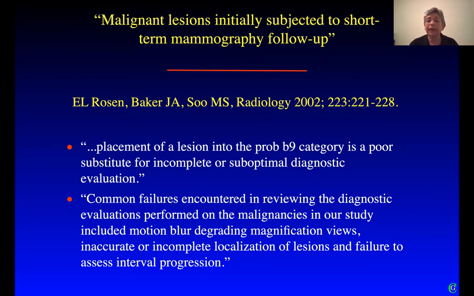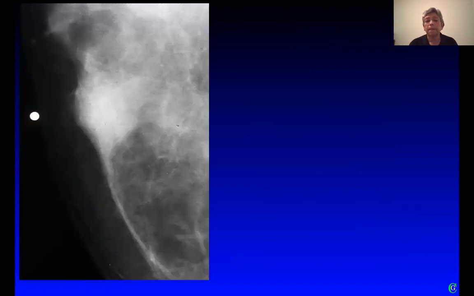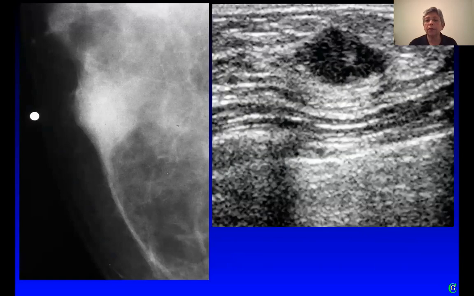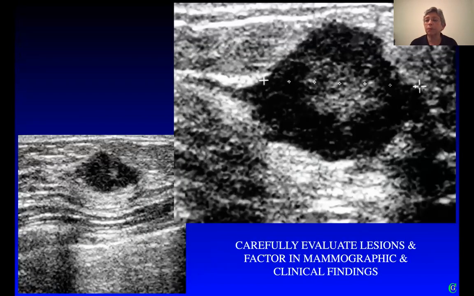And they state that common failures encountered in reviewing the diagnostic evaluations performed on the malignancies in our studies were degraded by image blur on the magnification views, inaccurate or incomplete localization of the lesion, and failure to assess interval progression. So for example, this patient here, this lesion here, is this really a probably benign finding? First of all, it's palpable. That's why the metallic BB is there. Are the margins circumscribed? Absolutely not. If you look at the ultrasound, this is not a probably benign lesion on ultrasound. Notice the margins. Notice the little spicules on the margins of this. And yet this was classified as a probably benign lesion. And 6 months later, this is what the patient's ultrasound looked like. So you have to be meticulous in your characterization of the lesion. Make sure that you fully evaluate it before you place patients into this category.